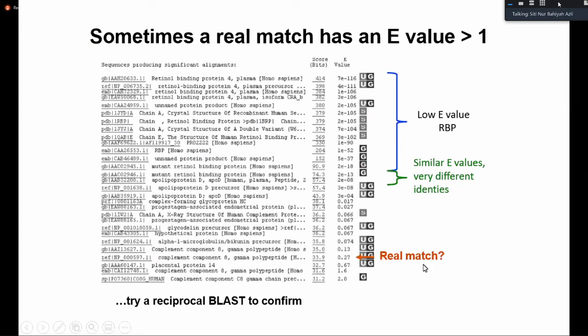And let's say complement component 8 is a real match. Can we say that it's not a real match because it doesn't have an e-value lower than 0.05 and the bit score is relatively low compared to the highest bit score? Can we just discard it as not a match? Normally people won't just discard it so quickly. The important way is to do a reciprocal BLAST to confirm your finding.